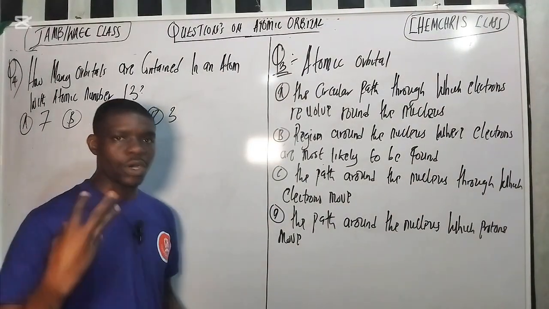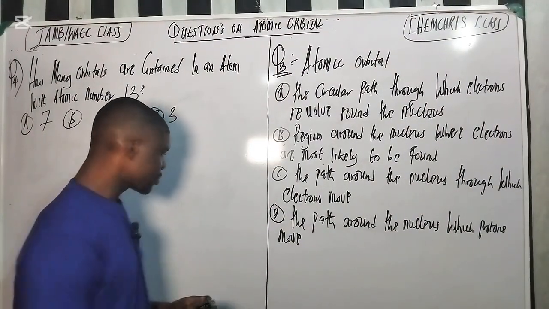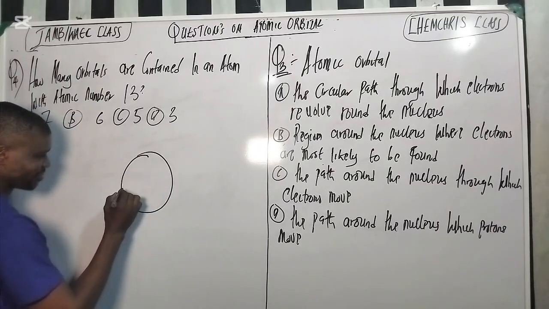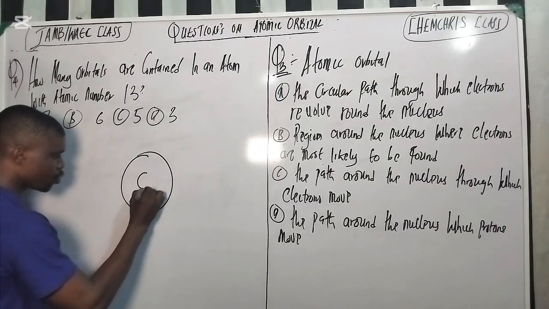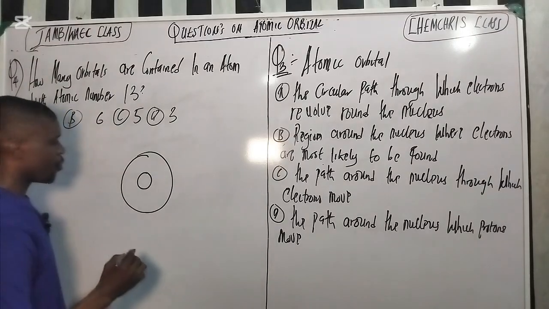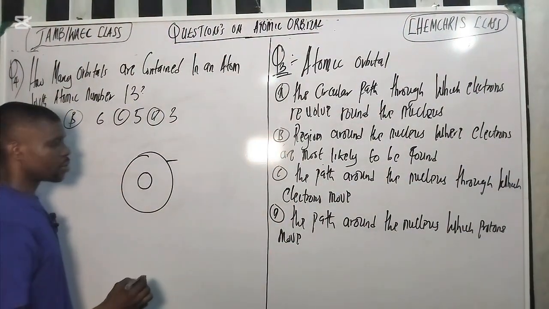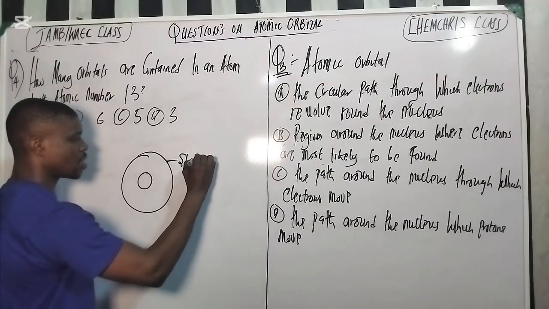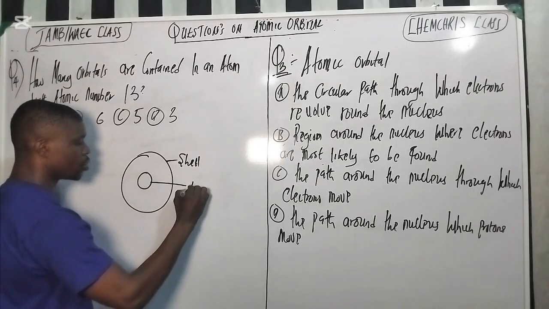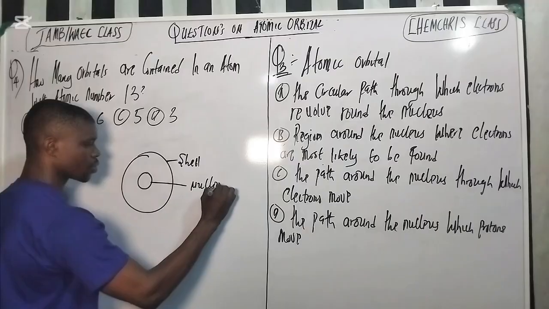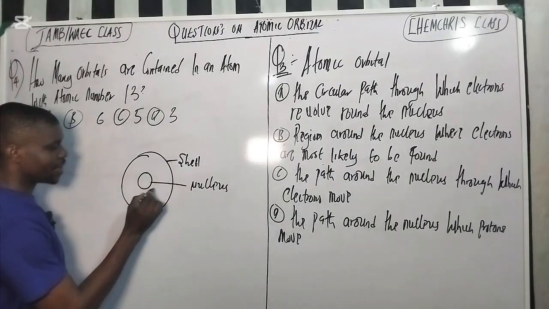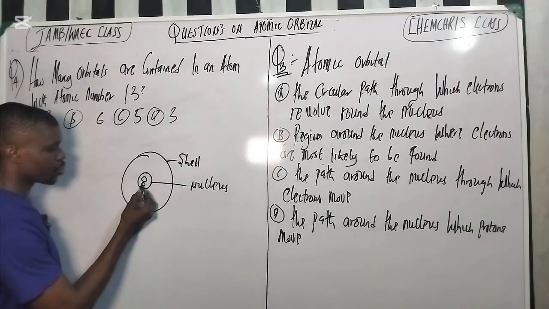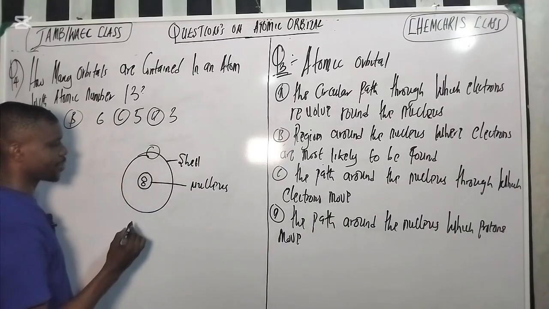When you look at the structure of the atom, we have two main parts: the shell and the nucleus. The nucleus contains two fundamental parts, which are the proton and the neutron. Why the electron here? Look at the electron here.